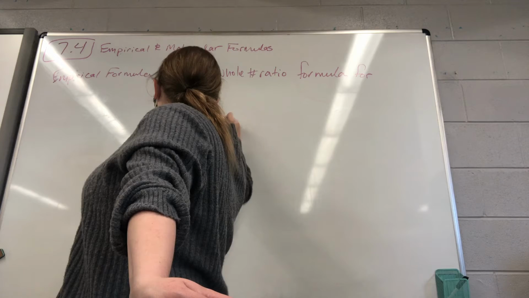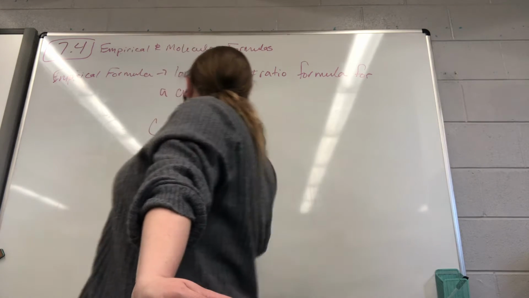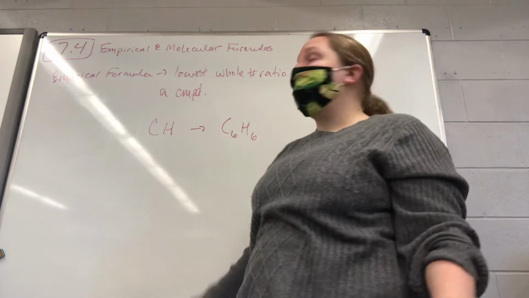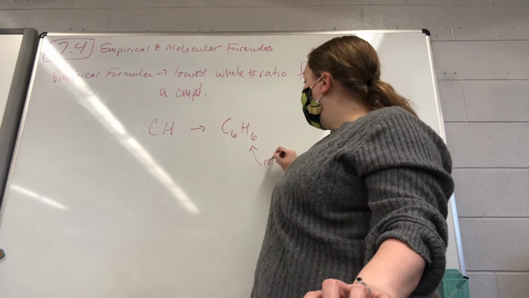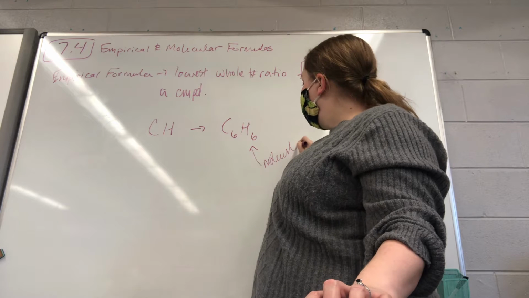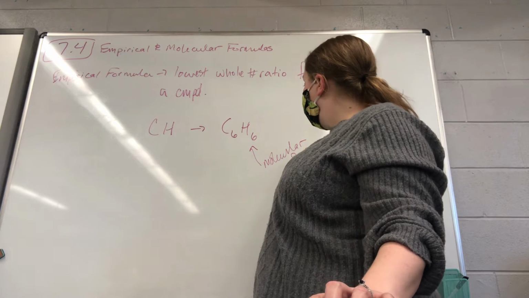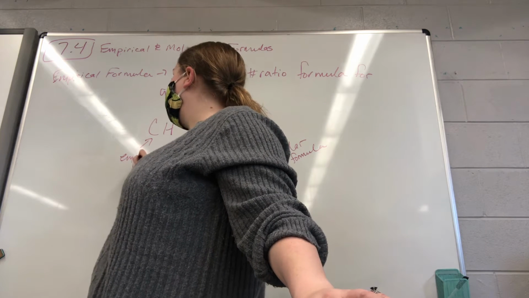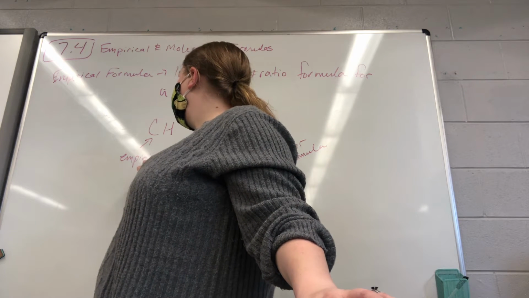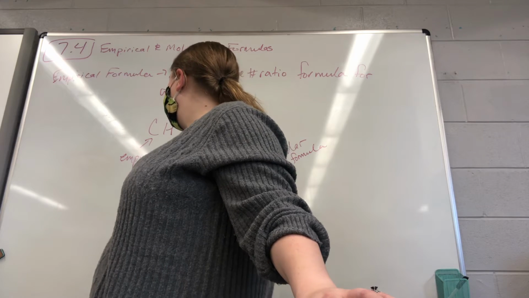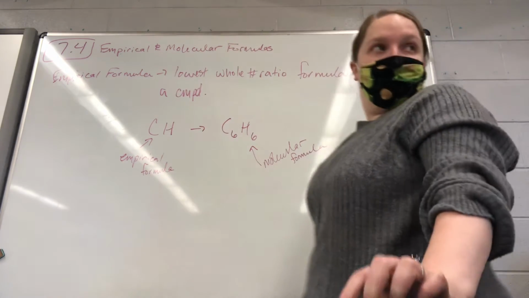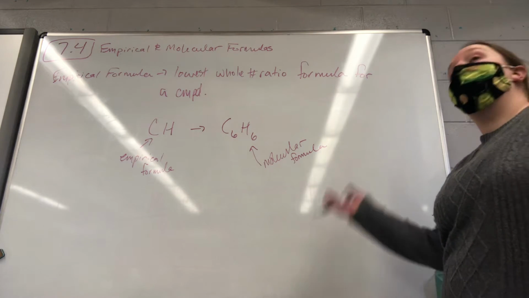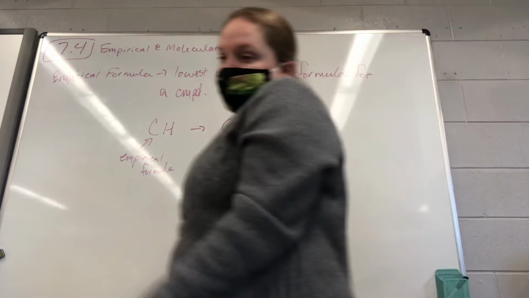In theory, we could have a multiple of that, right, as the actual compound. This would be considered a molecular formula. And this would be its empirical counterpart. One of those has the lowest whole numbers, and the other is a multiple of those particular empirical numbers.